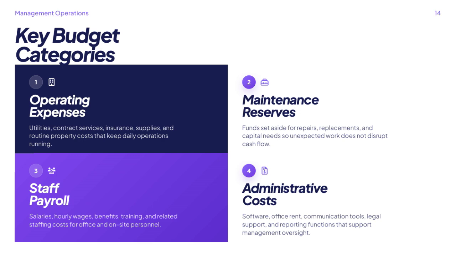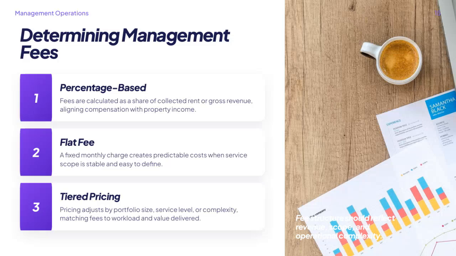Understanding these categories helps us keep a clear picture of where resources are going and how we maintain operational stability. When determining management fees, it's important to choose a fee structure that aligns with the revenue, scope, and operational complexity of the property. One common approach is percentage-based fees, where charges are calculated as a share of collected rent or gross revenue. This method ties the manager's compensation directly to the income generated, creating a strong incentive to maximize revenue.